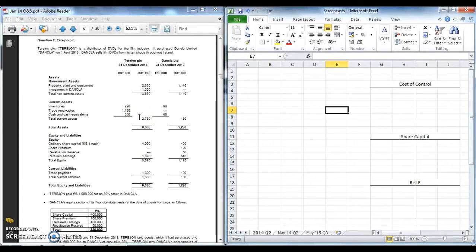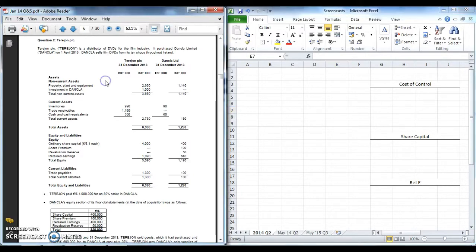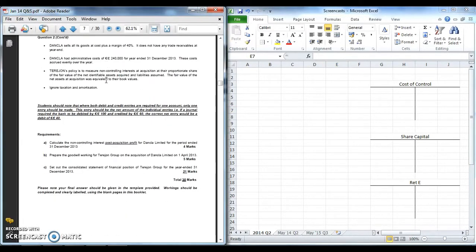This screencast is looking at question 2 from the January 2014 CAP2 Financial Report and Interim Assessment. So it's looking at TAccount Jan. And this is again a group accounting consolidation type question. So again, always go to the requirements first, take a look what you're asked for.